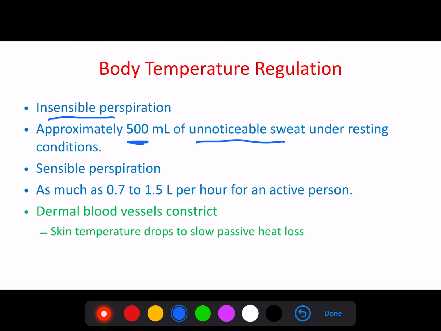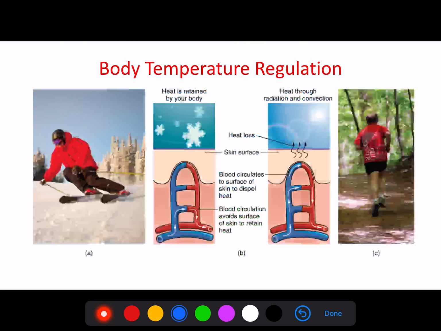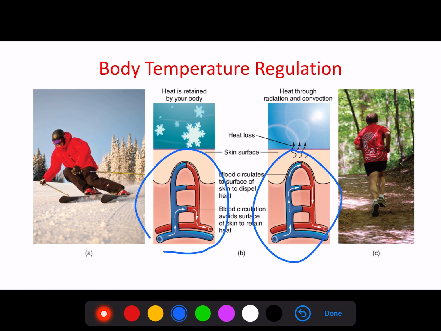Then there is sensible perspiration. This is when you are working out and you see sweat coming out. Sometimes we are releasing 1.5 liters per hour for an active person. These sweat mechanisms are important in order either to release the temperature or keep the temperature. And this is related to how the blood vessels in the dermis are either dilating or constricting.